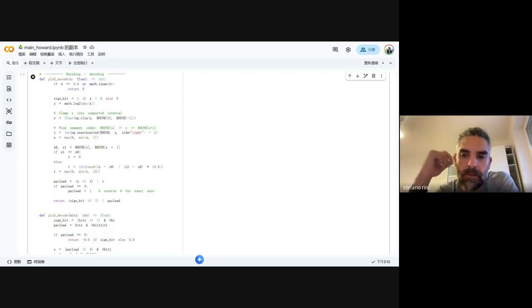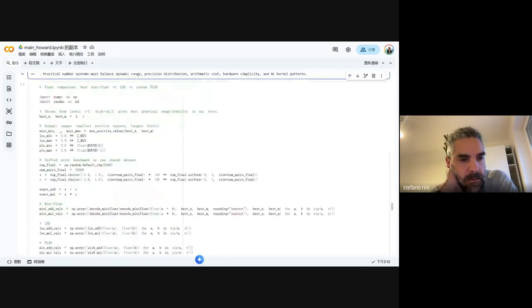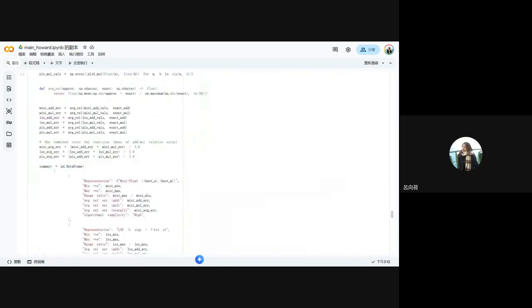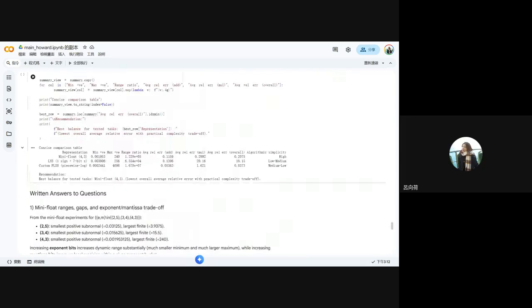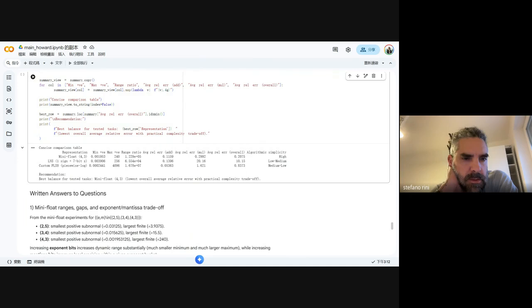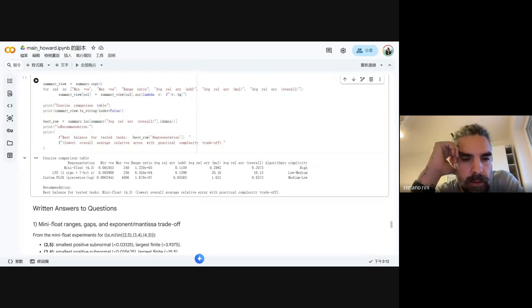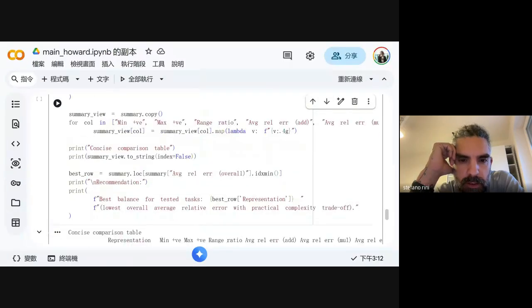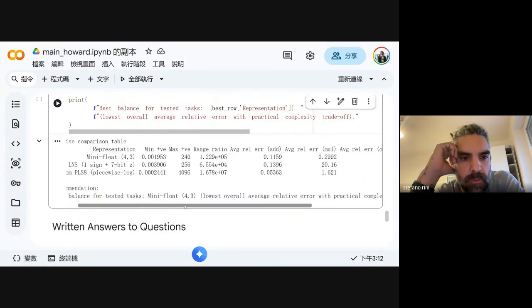Yeah. Can we go back to the experiment? Let's see, because there were some numbers. Can you go back to the results of the experiments? Here. Okay, so this is representation, mean, max, and then the ratio, relative error, average error, and this is the 25 multiplications, right?